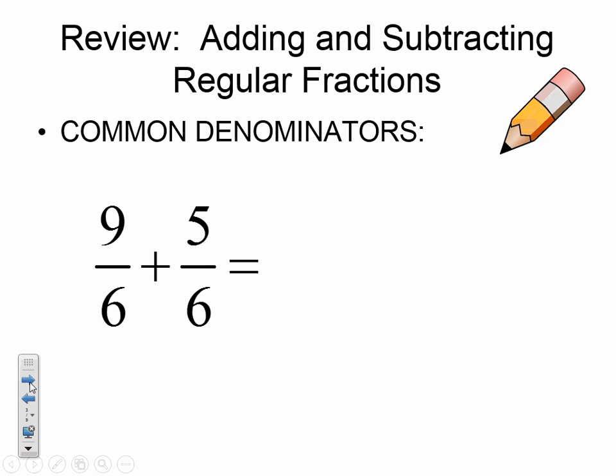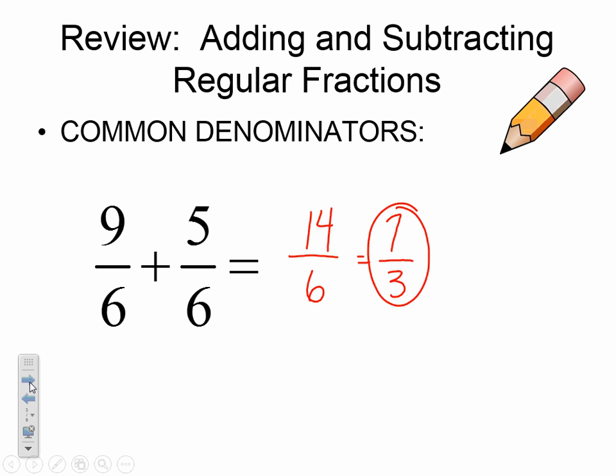If we review what we've already done in terms of adding and subtracting regular fractions, we're talking about making sure that we have common denominators. So 9/6 plus 5/6 would make 14 over 6. Then after we have added them, we simplify. What can I divide out of the numerator and denominator here? I can divide them both by 2, so it becomes 7/3. So we simplify our answer towards the end and make sure that it's in simplified form.